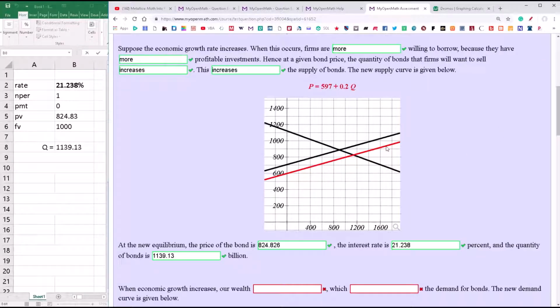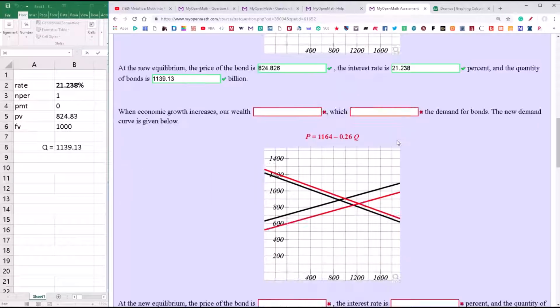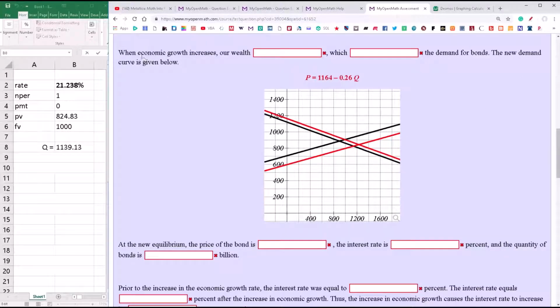So we have this huge increase in supply, which makes sense because the economy is growing. Firms are more willing to borrow because they have more profitable investments. They're issuing bonds, supplying bonds in order to build new factories, build a new distribution center, or expand their operations. Now, in this scenario, it's still driven by the fact that we had economic growth increasing. Okay, so if economic growth is increasing, we, everyday Americans, our wealth increases, right? Which increases the demand for bonds.